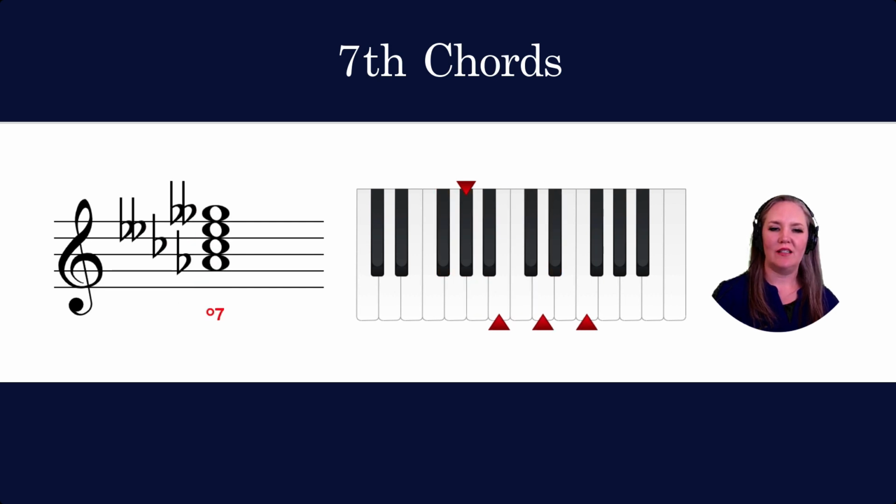And finally, let's examine an A flat diminished 7th chord. So A flat, C flat, E double flat is the diminished triad. A flat to G double flat is the diminished 7th. When combined, they form an A flat diminished 7th chord. A flat, C flat, E double flat, G double flat.